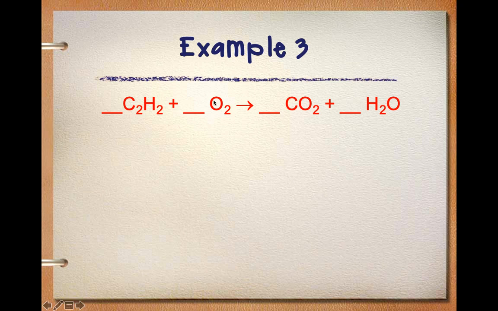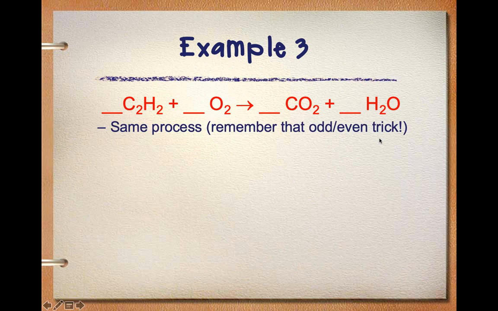C2H2 plus, leave a space, O2, arrow, leave a space, CO2 plus, leave a space, H2O. So notice this time I didn't write water as HOH because there's no OH on this side. The H's and O's are all separate. So I'm going to think of the H's and O's as separate on this side too. We're going to do that same process, but this is a big hint. We're going to use that odd and even trick. That's going to be super useful in this example. Let's get started. 2 C's right here, but only 1 C right here.